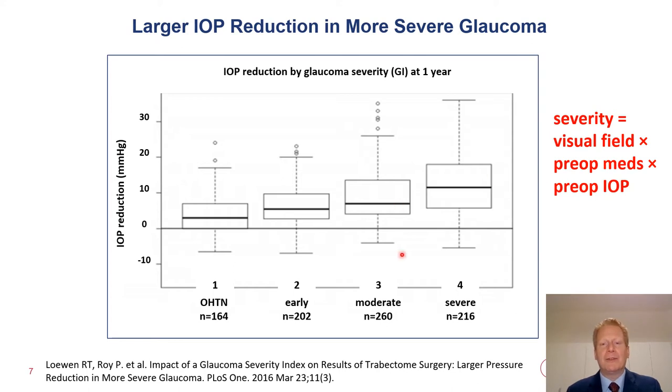In fact, as we remove the trabecular meshwork in more diseased eyes, as you can see here labeled 4, the pressure reduction is higher than it is in eyes with early glaucoma or just with ocular hypertension. In those eyes, the pressure drop is not as marked. Independent of the preoperative pressure, this is true if one computes the severity of glaucoma.